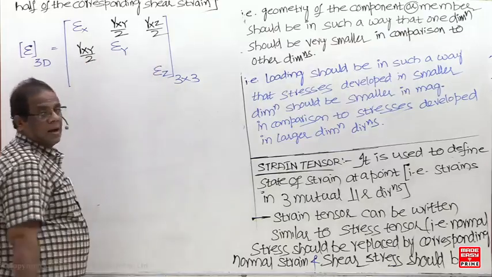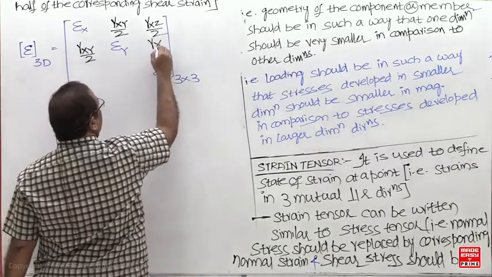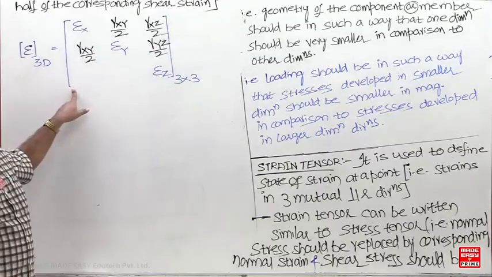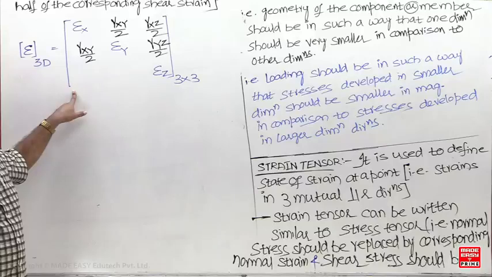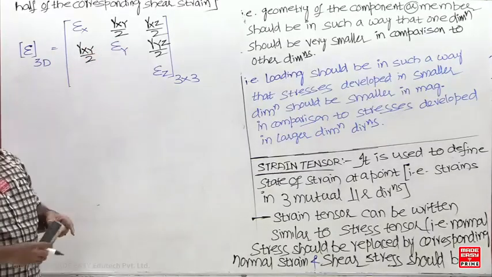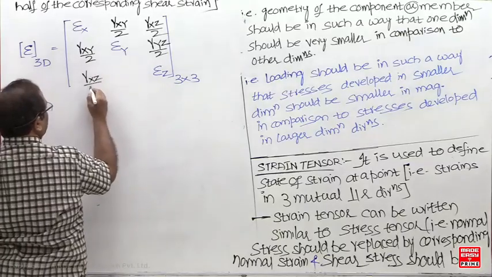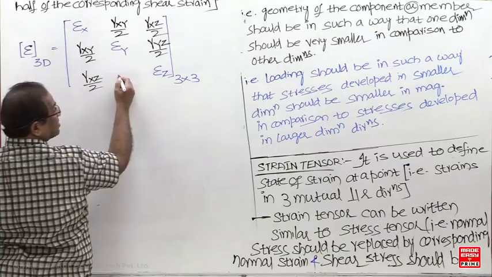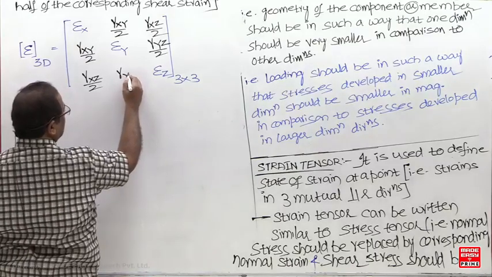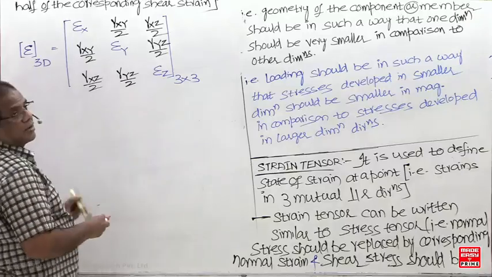Here gamma yz by 2. Here what should I write now? Gamma zx by 2. But gamma zx and gamma xz are going to be the same. Simply, the stress tensor should be symmetric. Here you have to write down gamma zy by 2. But gamma zy is equal to gamma yz. So once again, this is symmetric.